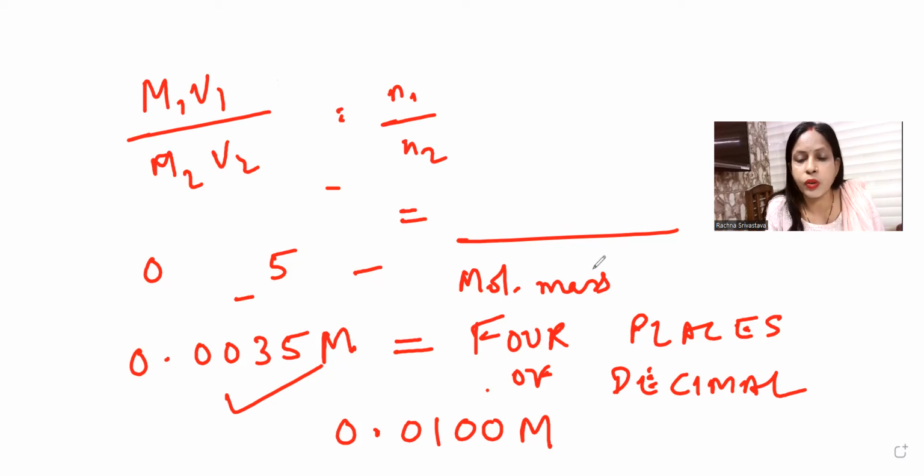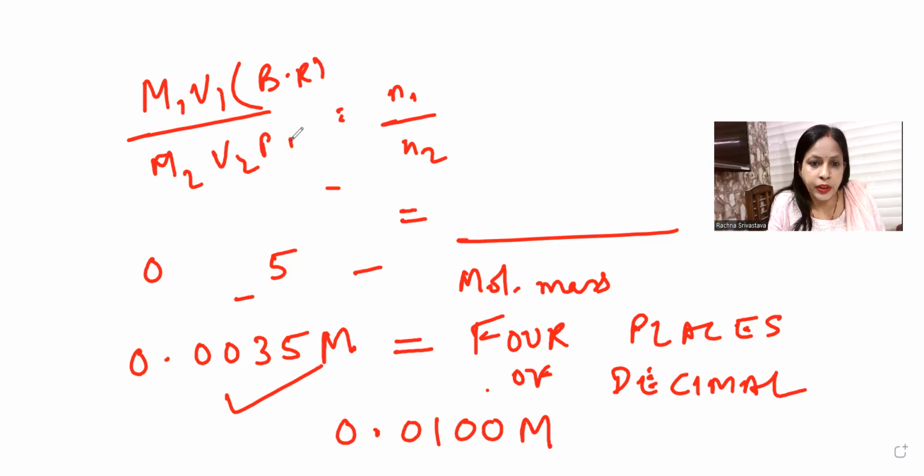Now N1 upon N2, you have to write here burette reading and here you have to write the pipette reading. Your numerator will always be the burette reading. Your denominator will be the pipette reading is equal to N1 upon N2, where N1 will be the number of moles of KMnO4. That is why a balanced equation is printed in your paper. Your entire procedure for titration is printed in the paper. So you have to read the paper carefully. You will get everything from the paper.